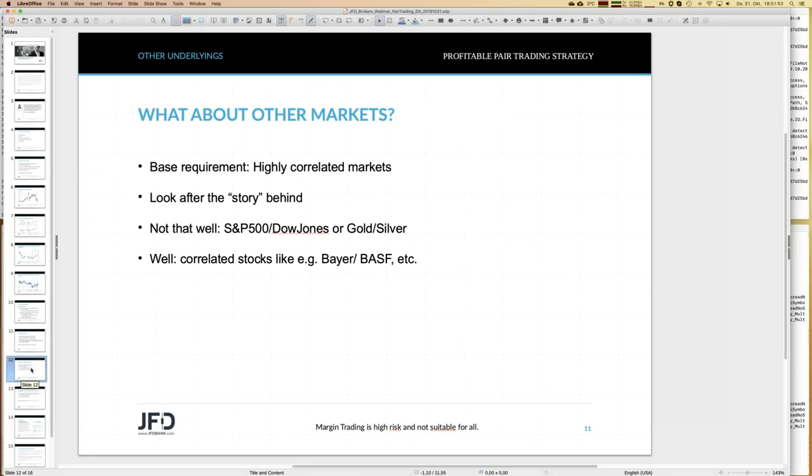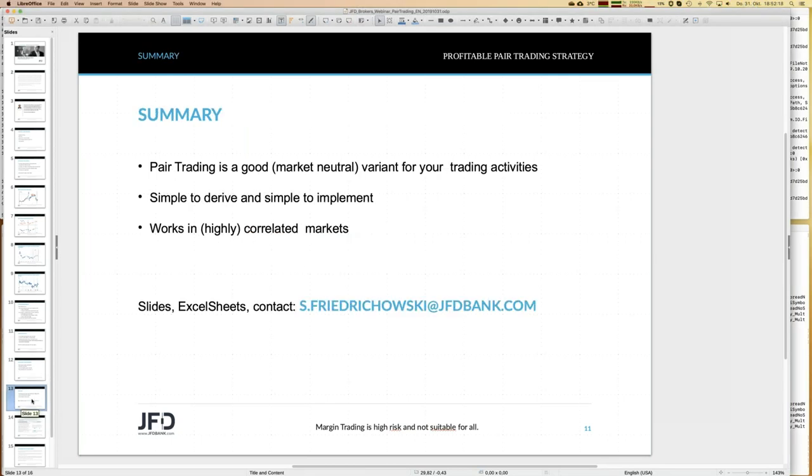But temporarily, one might be better than the other. And then the other is catching up. Maybe the one is first introducing a new car, getting more attraction, whatever. That kind of story can be used as well. So those are highly correlated markets, and you can use the same Excel sheet for investigations of those pairs as well. That brings me already to the end of the webinar.